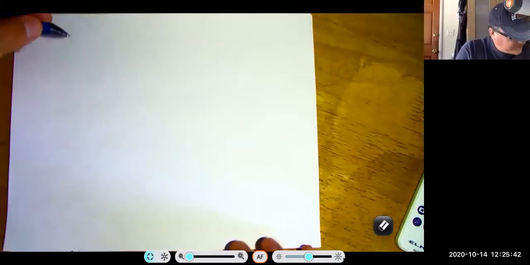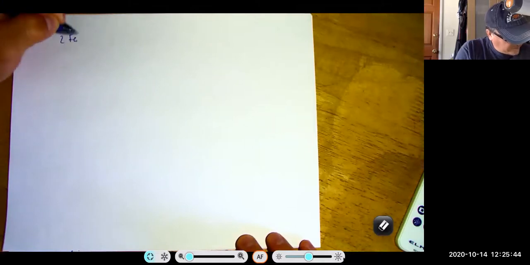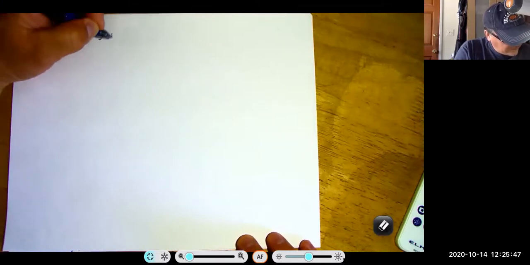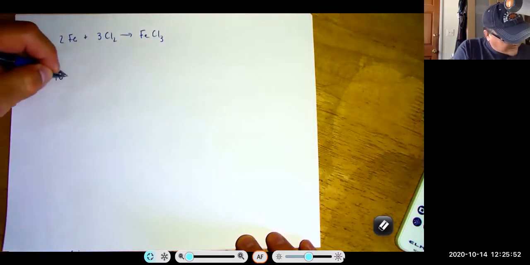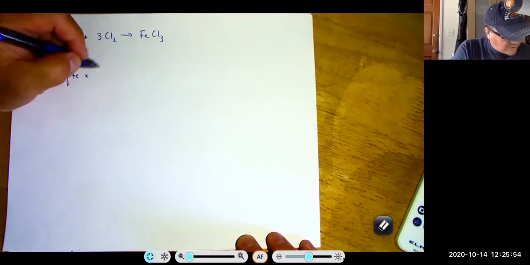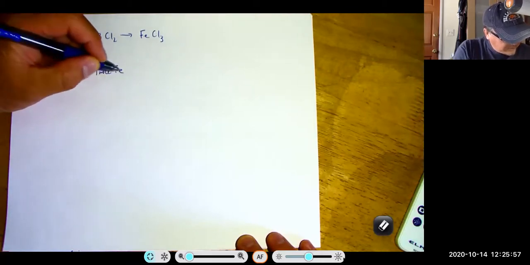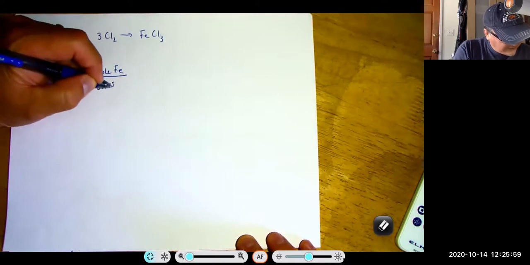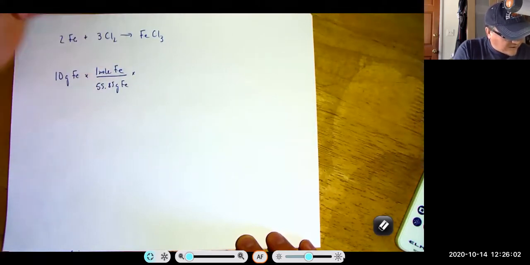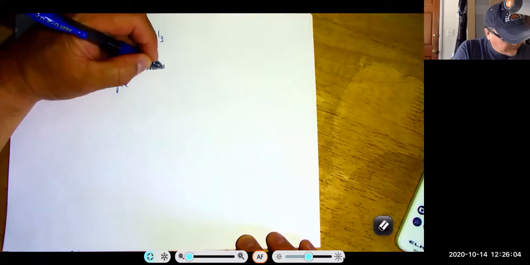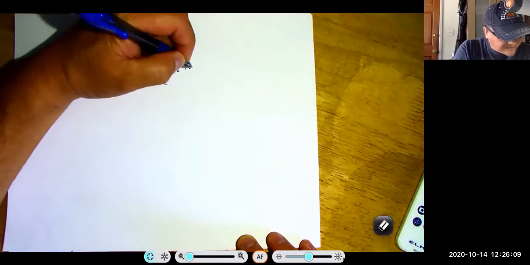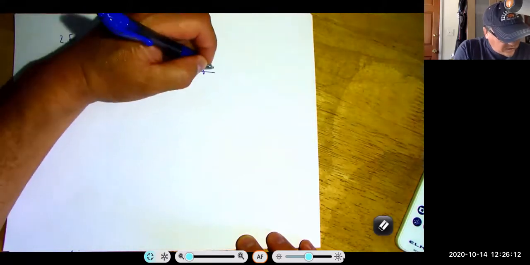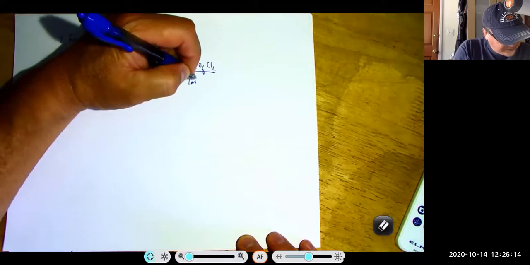Now, there is another way to do it, and I'm going to show it to you very quickly. So let's say we start off with 10 grams of iron. I'm going to multiply by 1 mole of iron per 55.85 grams of iron. Then I'm going to multiply by 3 mole of chlorine per 2 mole of iron. Then I'm going to multiply by 70.90 grams of chlorine per 1 mole of chlorine.